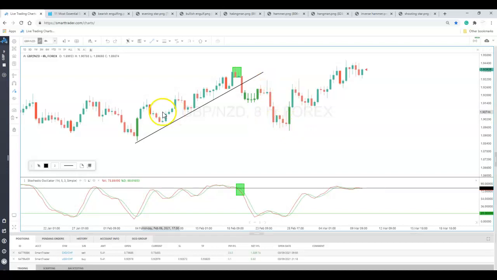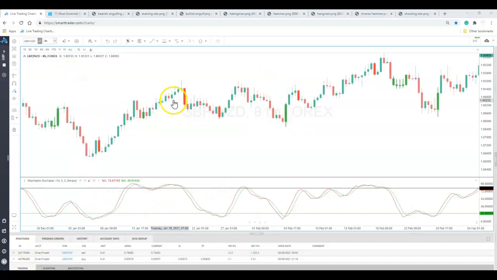That's our exit. Okay. Here's another bearish engulfing candle after a long rally on the 8-hour chart. Stochastics is overbought. Bearish engulfing candle. Notice how price retraces before it goes back down. So normally I would take a trade at the next candle.